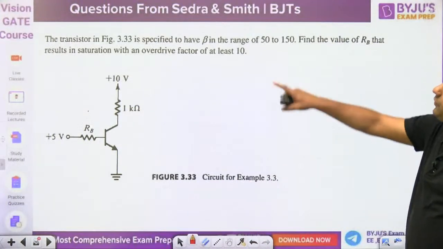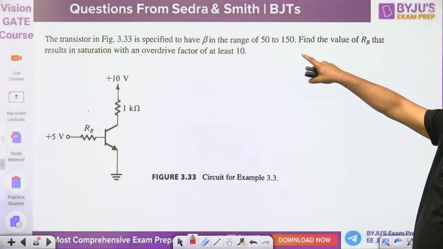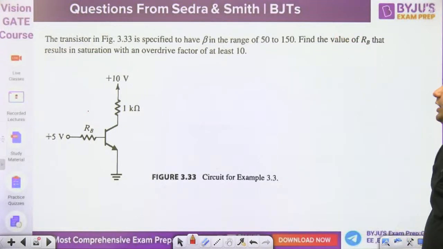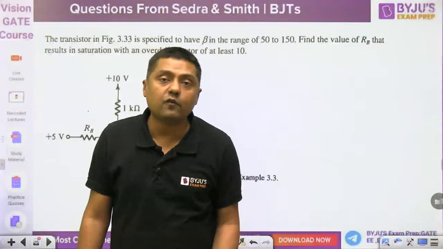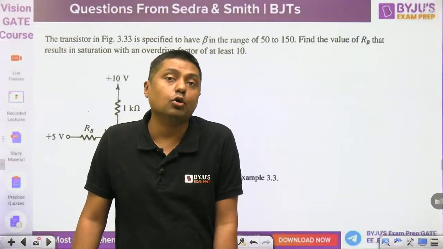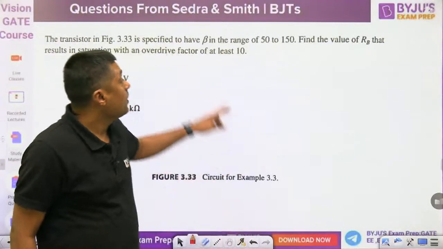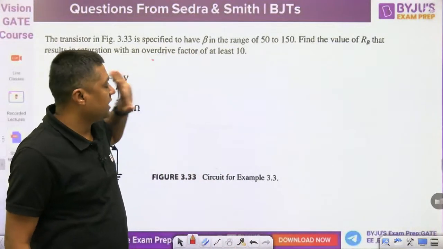The transistor in figure 3.33 is specified to have beta in the range of 50 to 150. Again, that is a very tricky question. Beta is variable from 50 to 150. Find the value of RB that results in saturation with an overdrive factor of at least 10. So everything is asked: what is the value of RB, what is the overdrive factor? With this question, you will get the idea about all this. Tell me what is the answer.